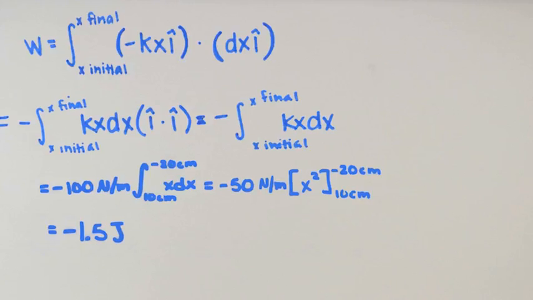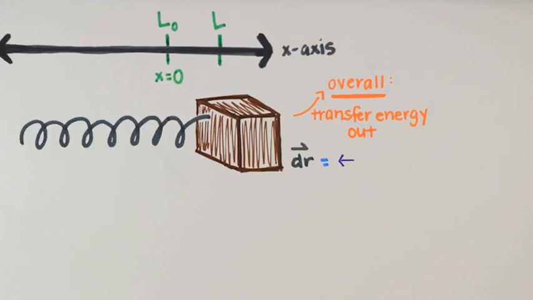The overall effect of the spring force acting on the block as the block moves from the initial position to the final position is to transfer energy out of the block. A natural question would be, where does this energy transferred out of the block go? To answer this question, we'll need to introduce some new concepts. We'll do that in our next lecture.